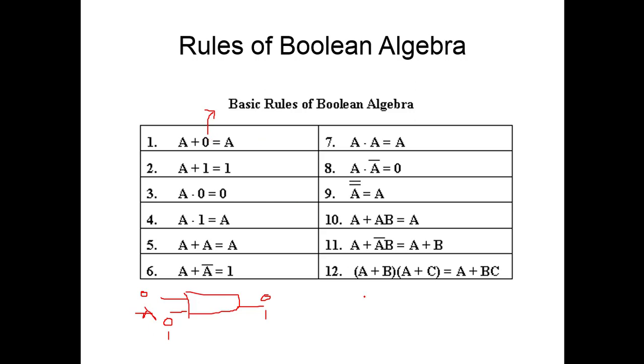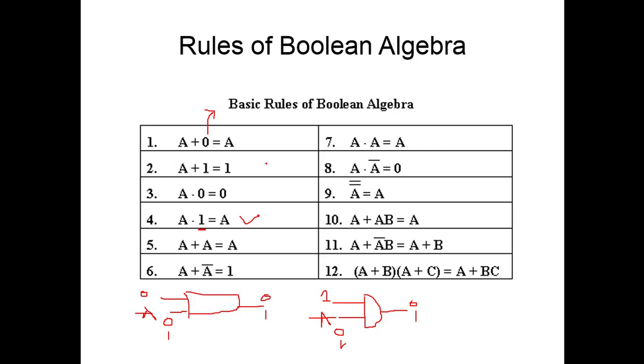Similarly, if we have an AND gate and one of its inputs is fixed to logical 1, then the output is dependent on the other input, which is connected to variable A. So if A is equal to 0, the result is 0, and if A is equal to 1, the result is 1. So A and 1 is equal to A. So 1 is known as the multiplicative identity.